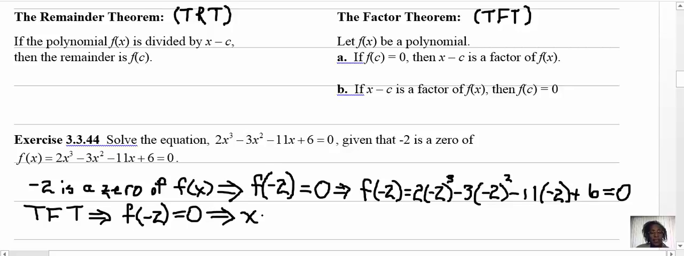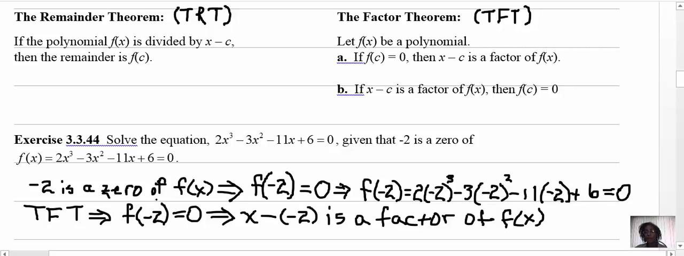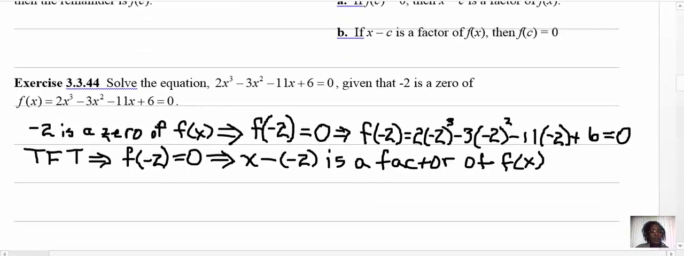I can conclude that x minus negative 2 is a factor of f of x. Now, recall that we typically don't want to write things that have double negatives in them. So recall that x minus negative 2 is the same as x plus 2. So we're actually going to use that. When we say one polynomial is a factor of another, that means that if I divide f of x by x plus 2, the resulting remainder will be 0.